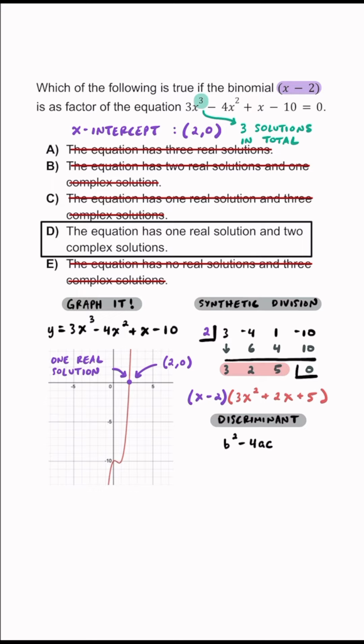Remember the discriminant from the quadratic formula? If it ends up being less than 0, then we know we have 2 complex or imaginary solutions. Plugging in 2 for B, 3 for A, and 5 for C, we get this expression right here, and if we go ahead and simplify it, we get the square root of 4 minus 60, which confirms for us that the other 2 zeros are going to be imaginary.